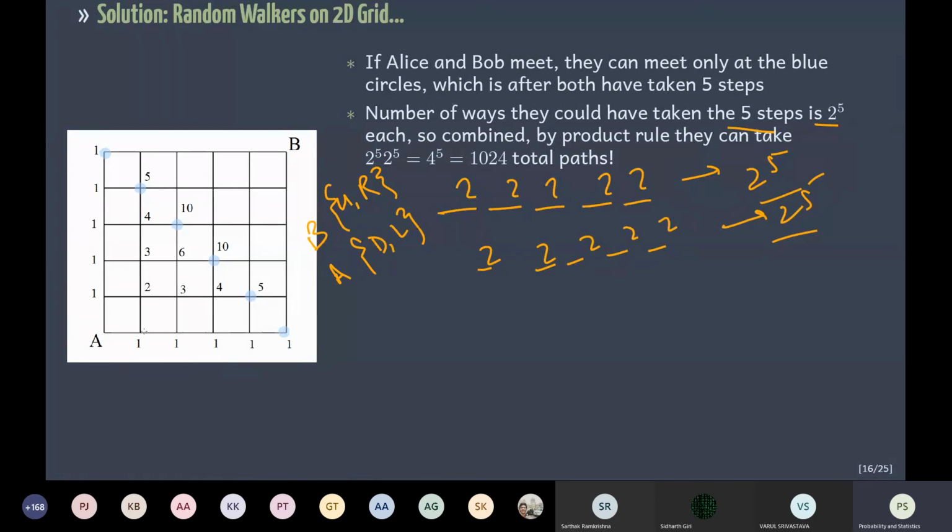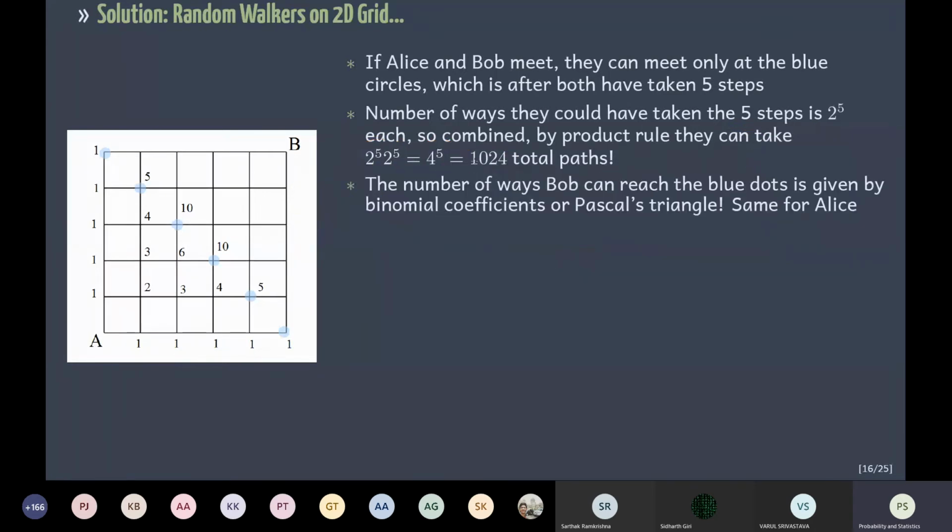But since 2 ways are involved, we have to multiply, because we are asking about the number of ways among 2 items. Okay, so by the product rule, we have 2 to the 5 times 2 to the 5, which is 4 to the 5. Okay, and this comes out to be 1024 total number of paths with 5 steps.